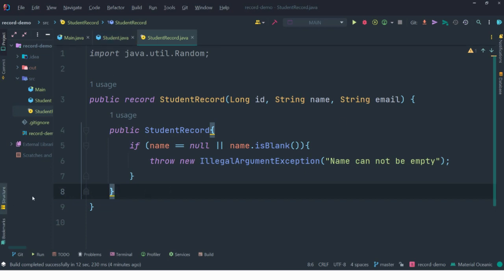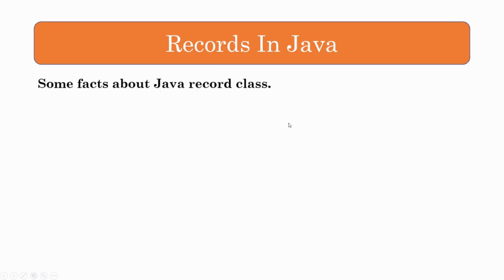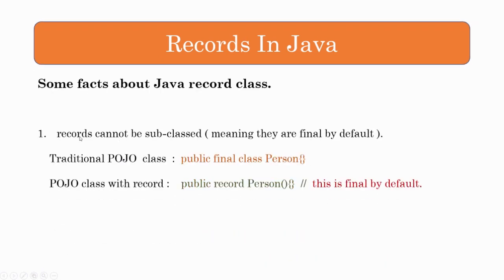some key facts about a record. So here we have some things here. Record cannot be subclassed, right? Meaning they are final by default. Now the traditional Peugeot class, if we want to make it final, we have to use the final keyword here. But a record, the moment we declare a record class using the record keyword, automatically that class is a final class and cannot be subclassed.